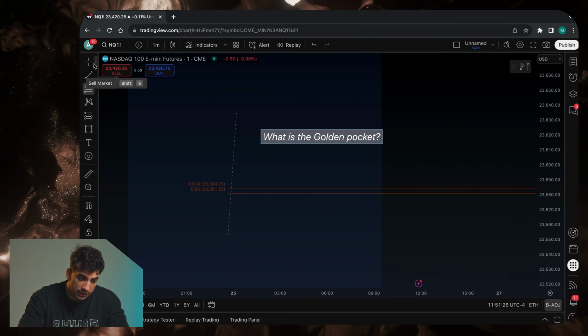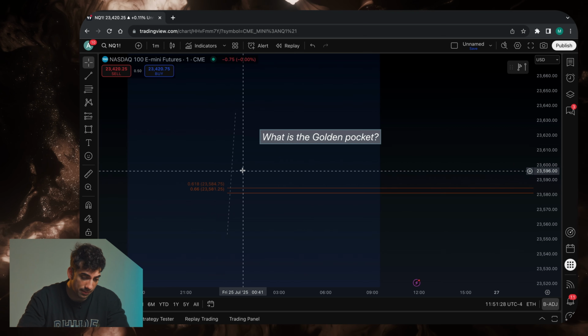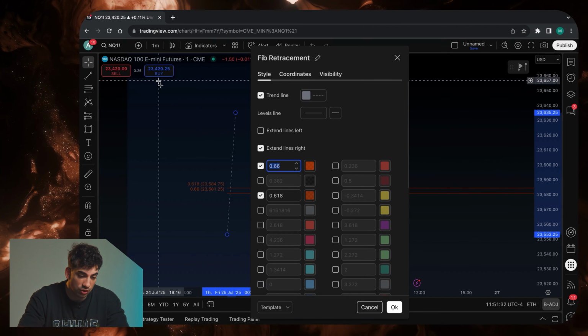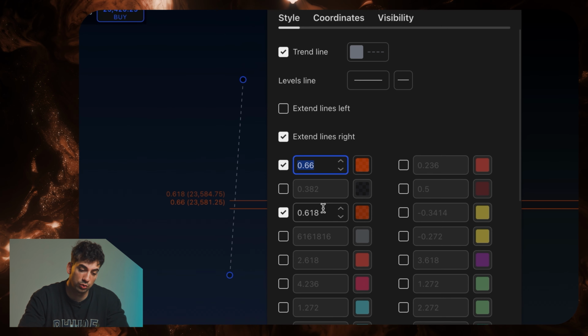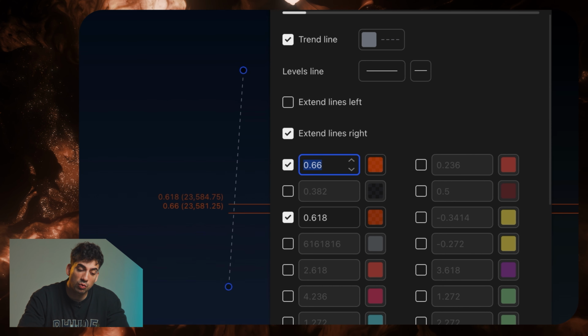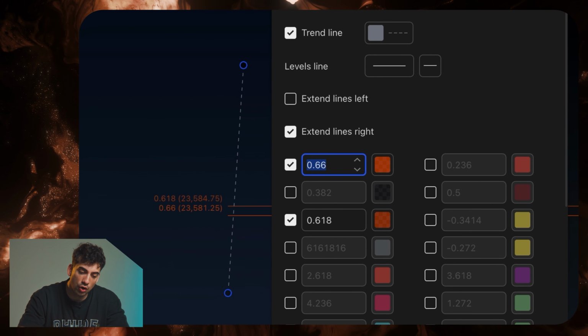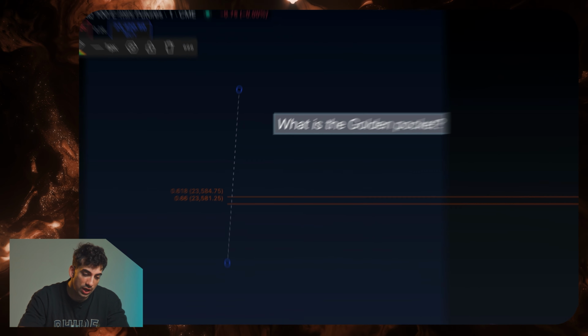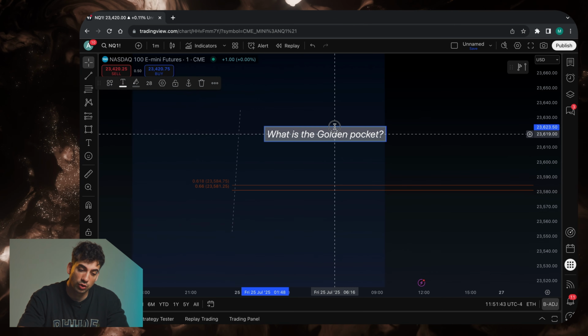Yours might look a little bit different in this, and I will be adding some to this later. But if you go in your settings, you can adjust this and just copy these two settings for now. 0.618 and 0.66. This is what I call the golden pocket. This is usually after there's an extended move, I'm looking for the retracement. So that is important to know.